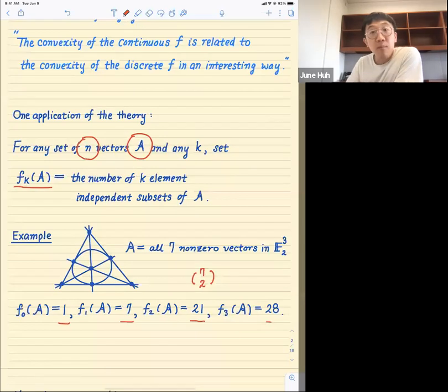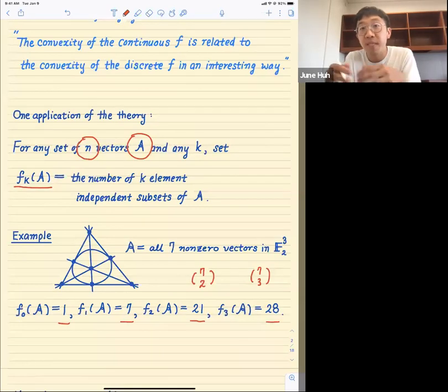F3 is slightly more interesting, because if you compute 7 choose 3, you get 35, but not all triples of vectors are linearly independent. There are exactly 7 dependent triples corresponding to 7 lines in the P2. So you get F3 equal 28. 1, 7, 21, 28. This is the sequence that I'm talking about in this specific example, but you can imagine some crazy arrangement of vectors and you get a certain sequence of numbers.